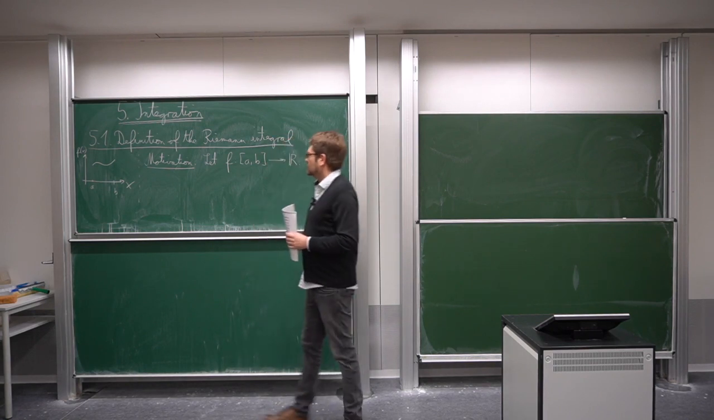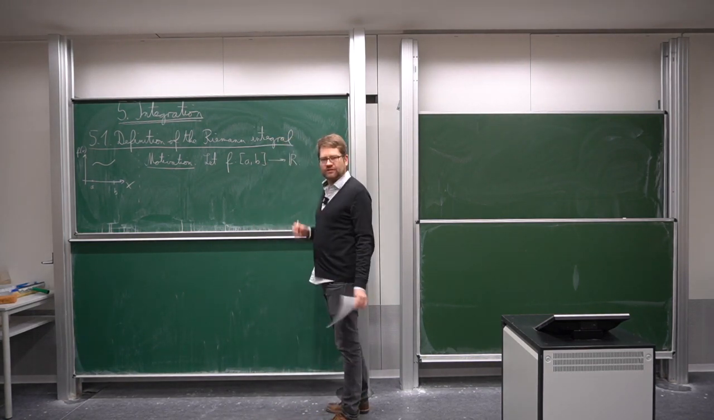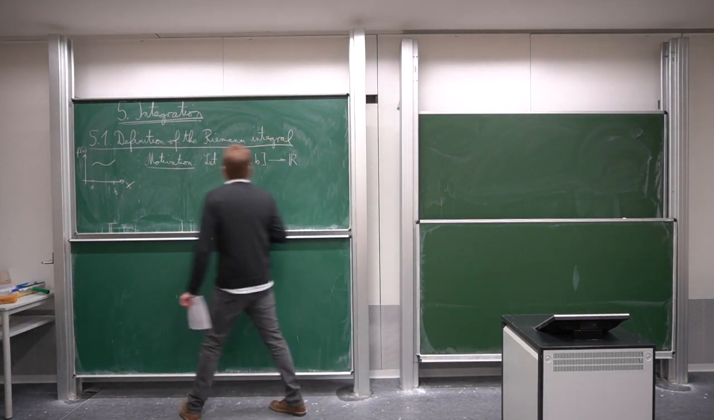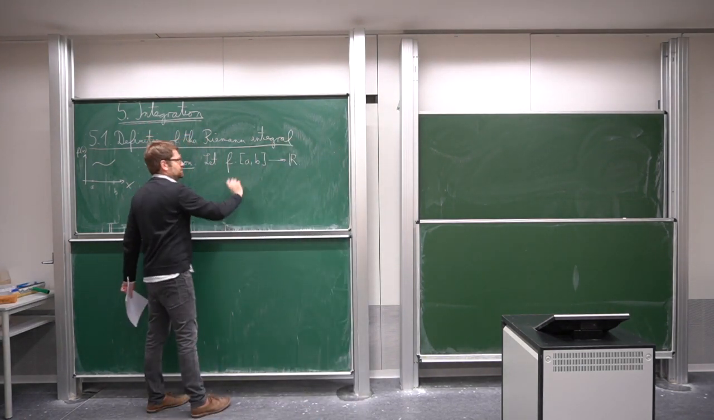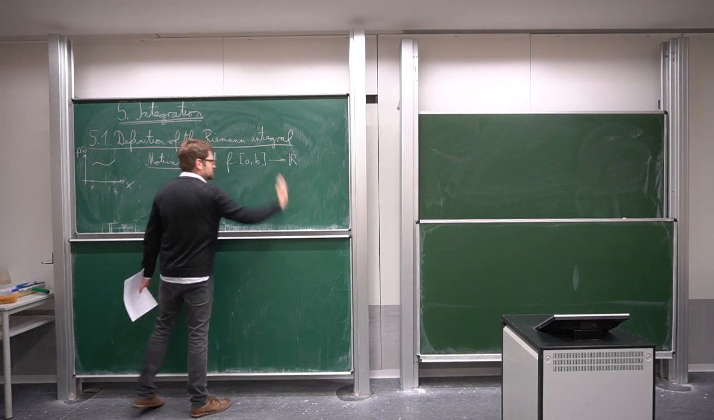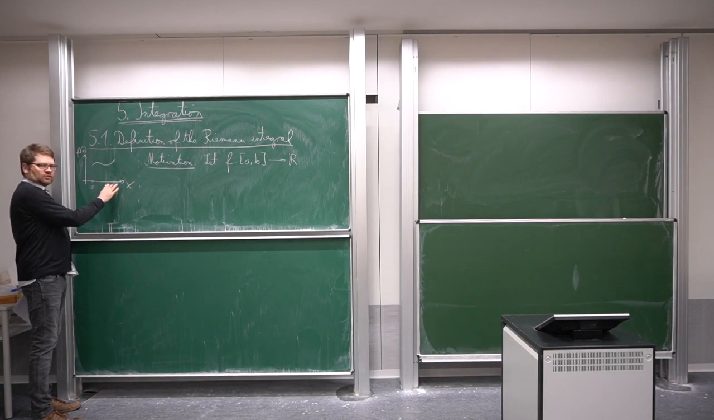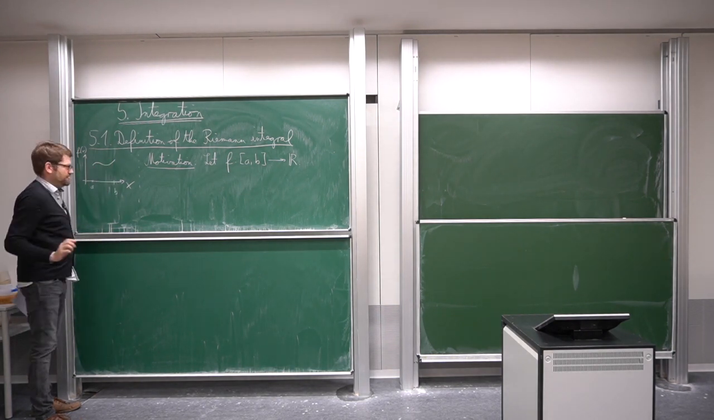Okay, so before I give you the definition, I will give you the motivation for the definition, and the motivation is now a geometric one. Assume we have some function defined on a closed and bounded interval, from this interval [a, b] into the real numbers, whose graph I've drawn here. So [a, b] is some interval along the x-axis, and this is the graph of f.